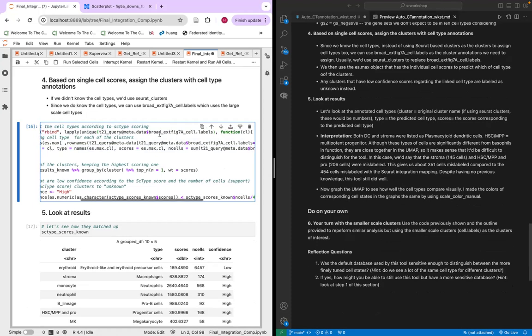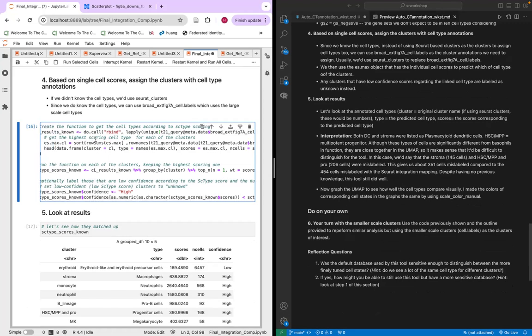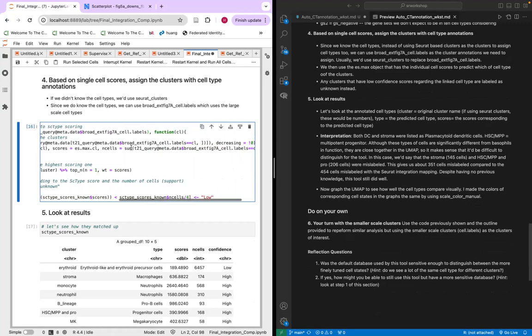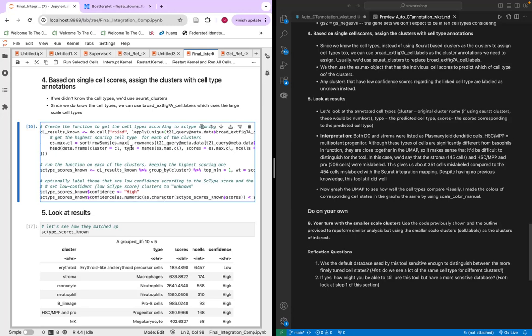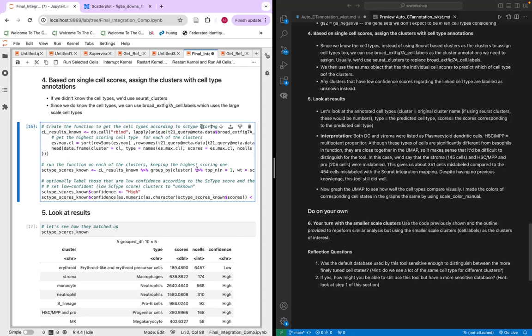And everywhere you see this, you would just replace with Seurat clusters, and you could do it on your own query set. And what it's doing is for every single cluster, it's getting the highest score cell type for the cells in that cluster to be able to identify which cell type is most likely going to be explaining that cluster. And so this is actually running our function on each of our clusters.